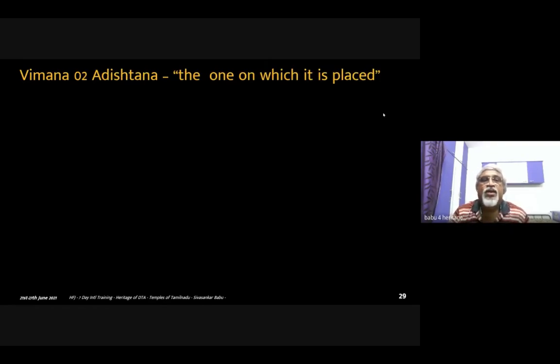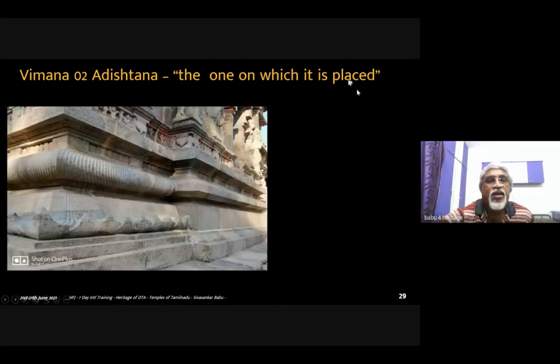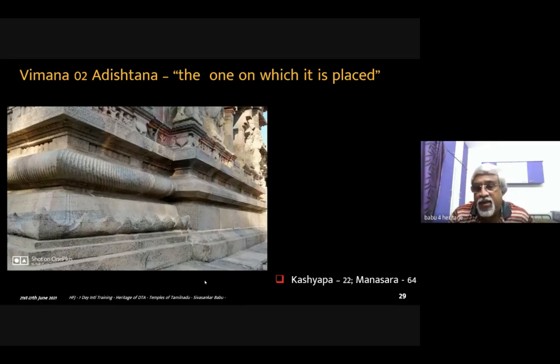So we go to the second component of a Vimana, the Adhisthana. This means the one on which it is placed. So this is the Adhisthana portion of the temple, the base foundation of the temple. This I had taken from the Shakti temple in Airavateswara. There is a special reason for this, I will tell you.